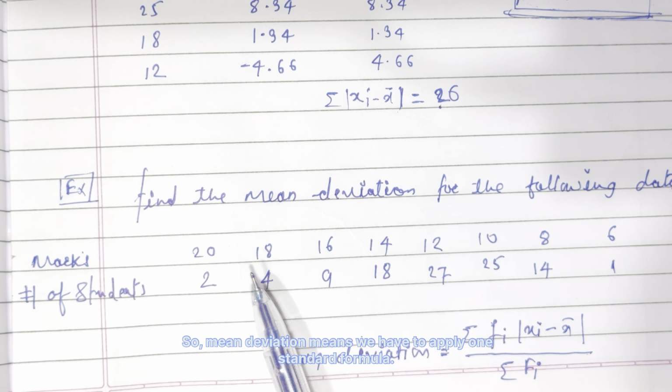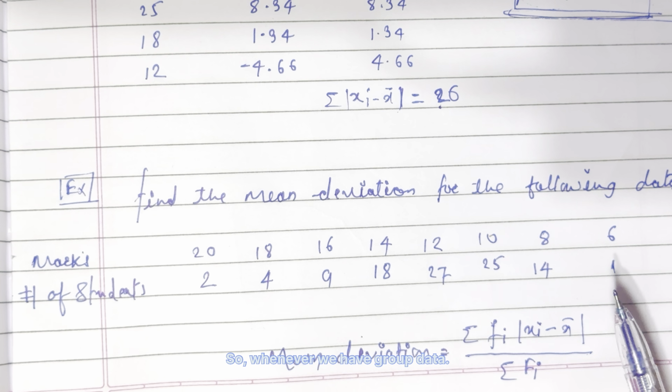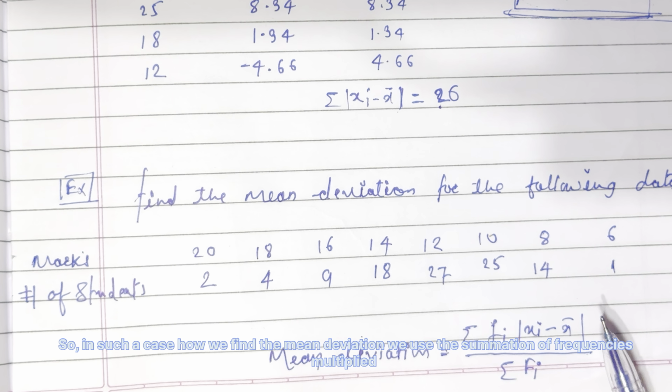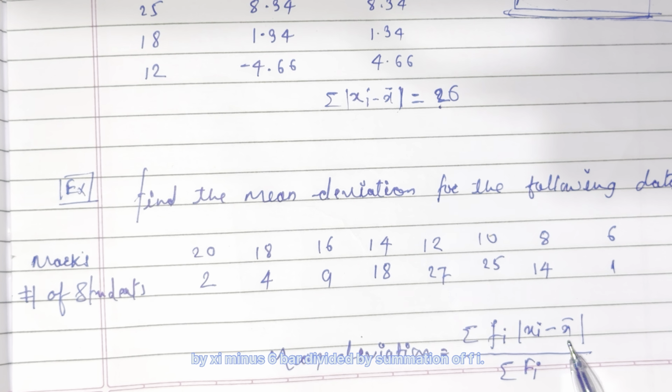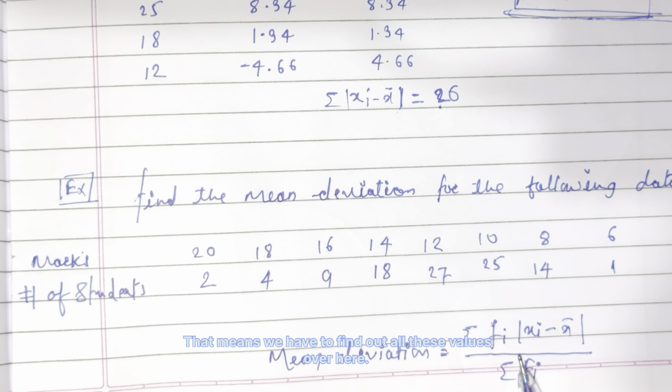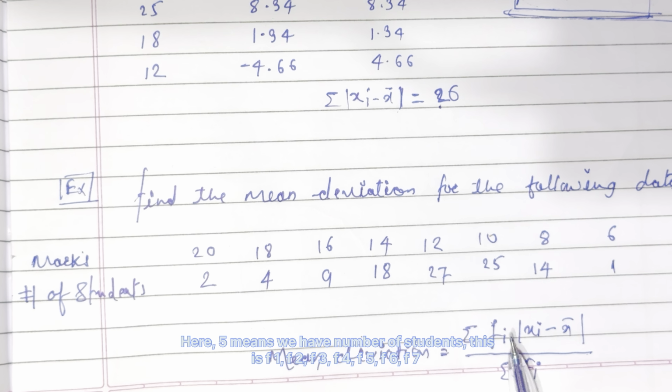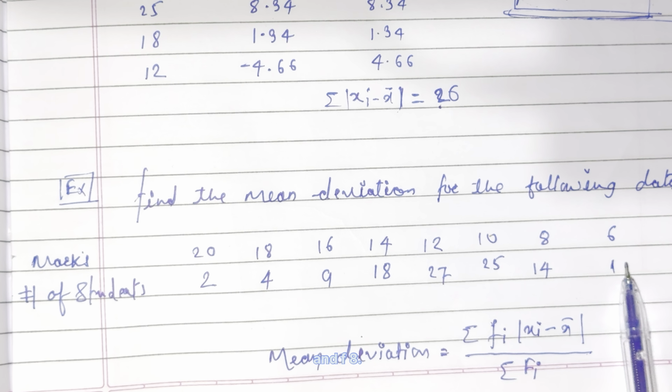So for mean deviation, we have to apply one standard formula. Whenever we have grouped data, how do we find the mean deviation? We use the summation of frequencies multiplied by the modulus of xi minus x bar, divided by summation of fi. That means we have to find all these values. Now let me explain these terminologies. fi means the number of students: f1, f2, f3, f4, f5, f6, f7 and f8. These are all the fi.